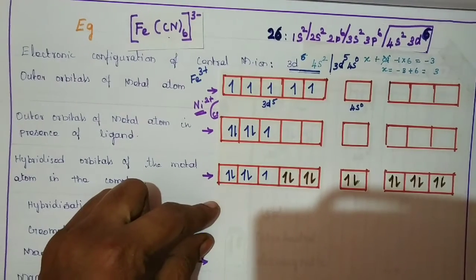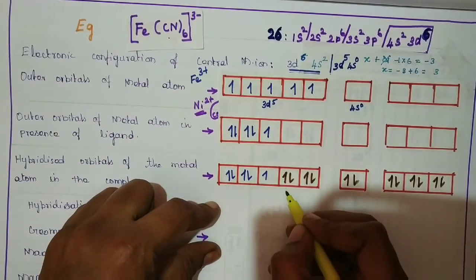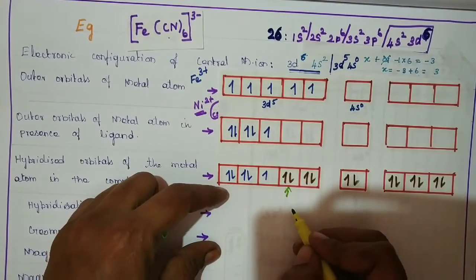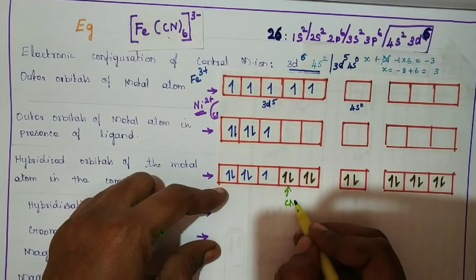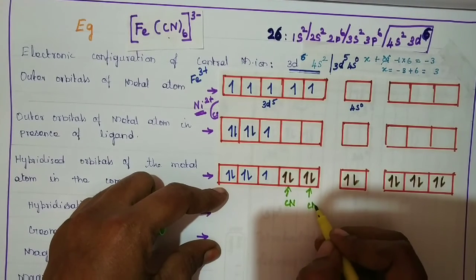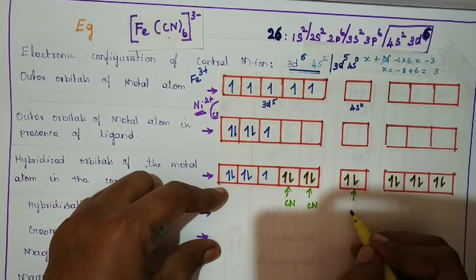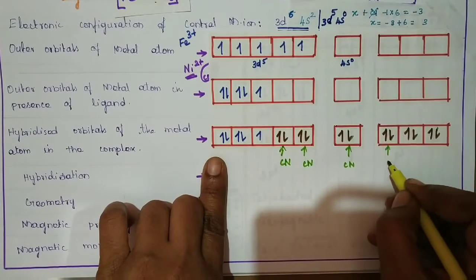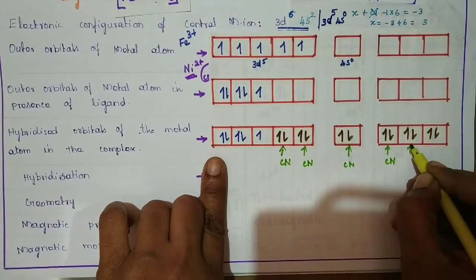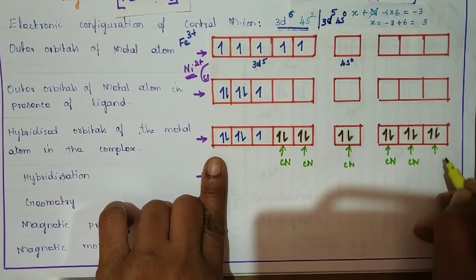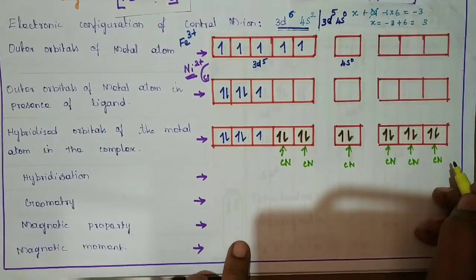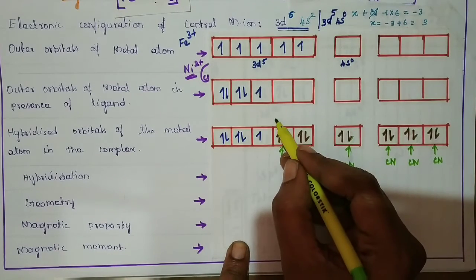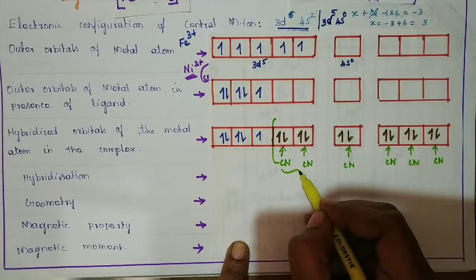These electrons, this is the electron from CN. So CN gives one pair of electrons to the central metal ion. So one pair of electrons. How many ligands are there? 6 ligands. This is the hybridization.